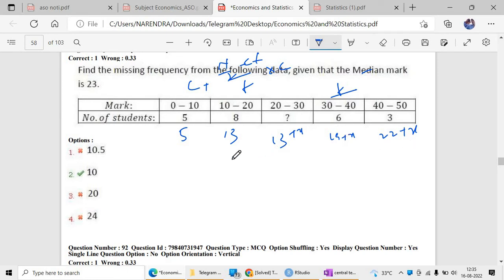Now the formula is L plus n by 2. To know n by 2, we need 22 plus x by 2. 22 plus x by 2 means it is 11 plus x by 2.